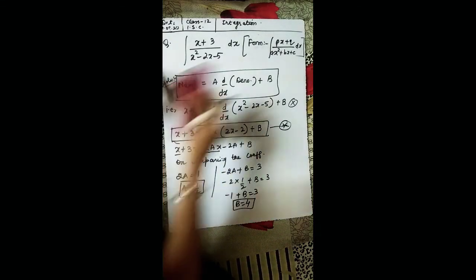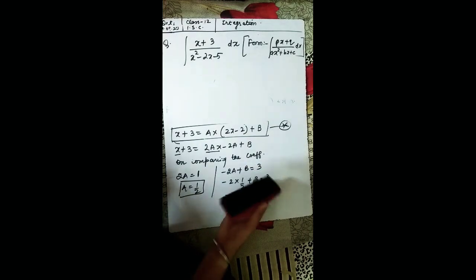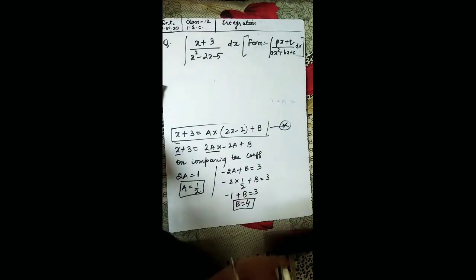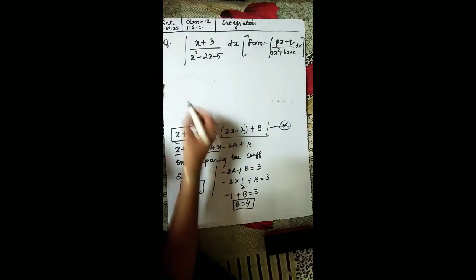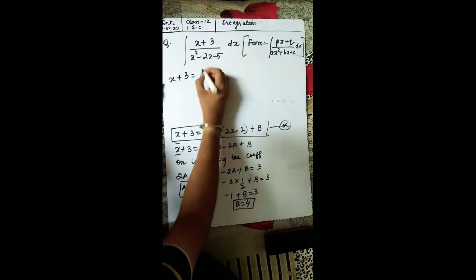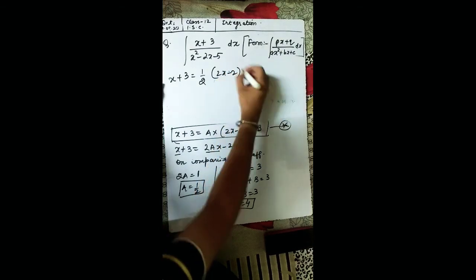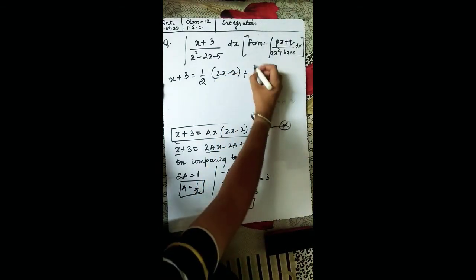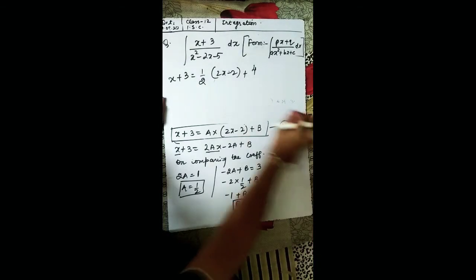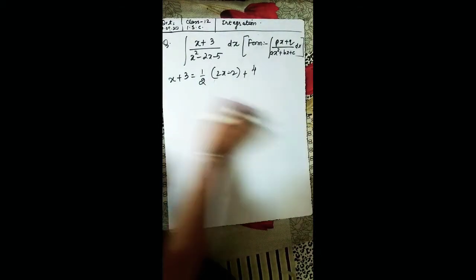Okay, so I'm going to rub this one because there is no space. So x plus 3 equals, put the value of a, 1 upon 2, into (2x minus 2) plus the value of b, 4. Now I am rubbing this calculation. This is part of the solution. Please mention this in your solution.